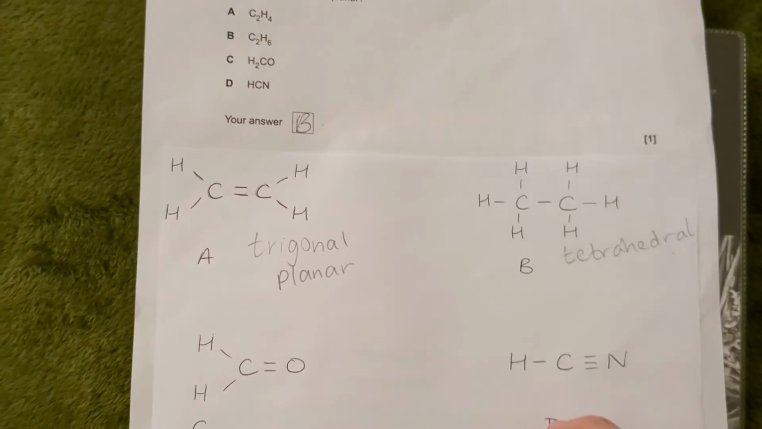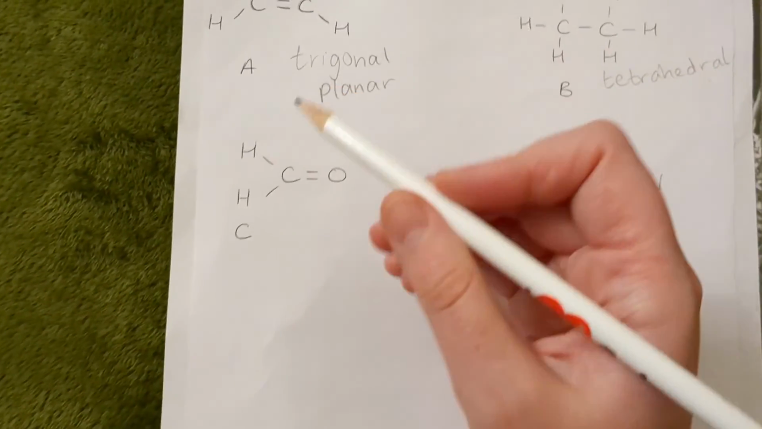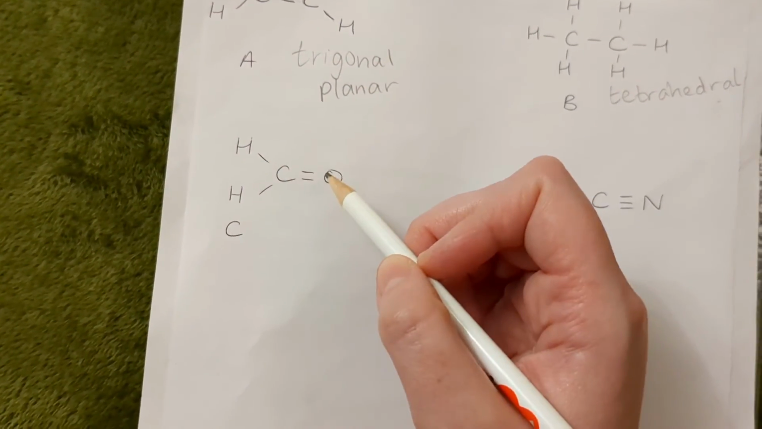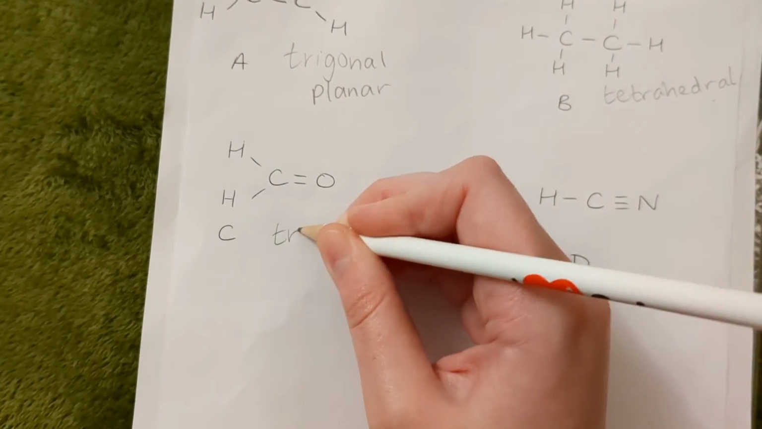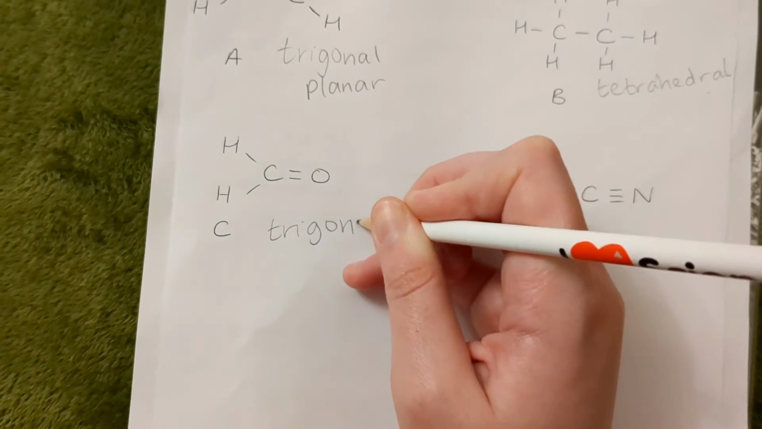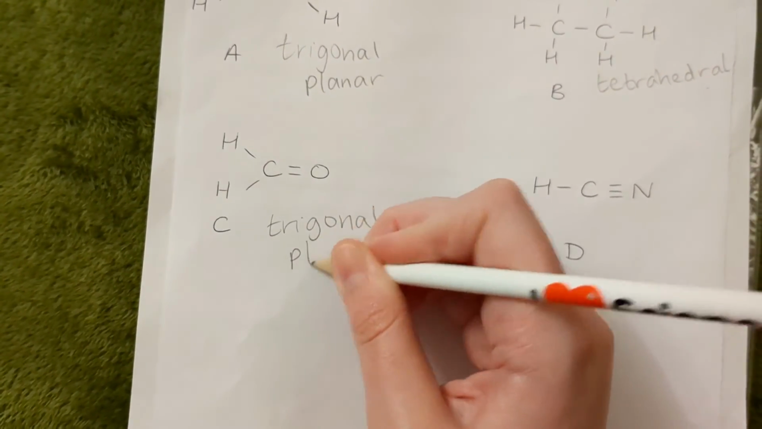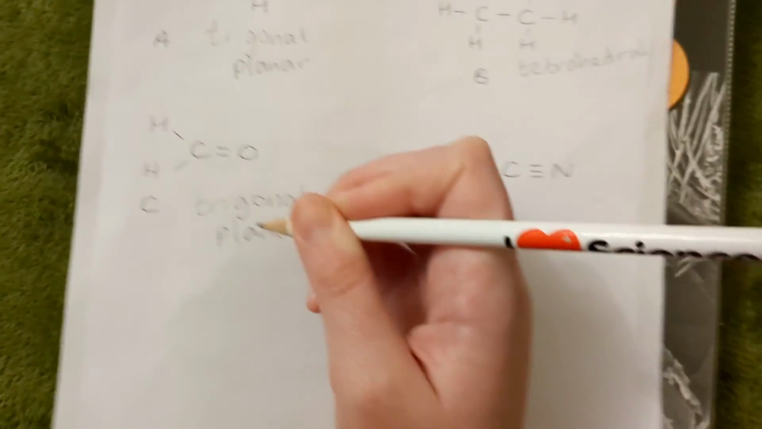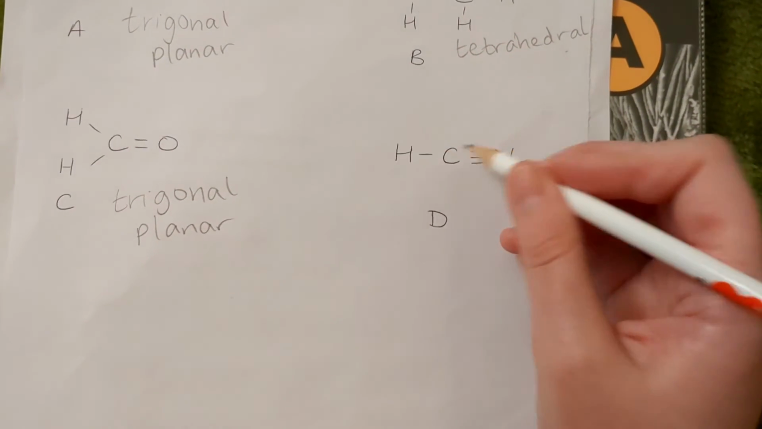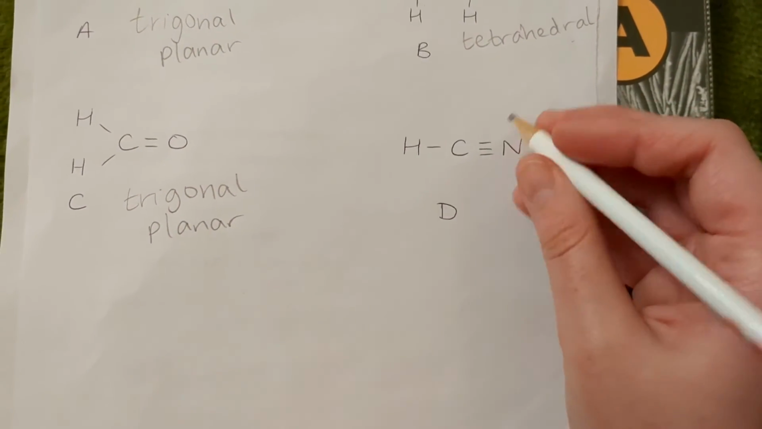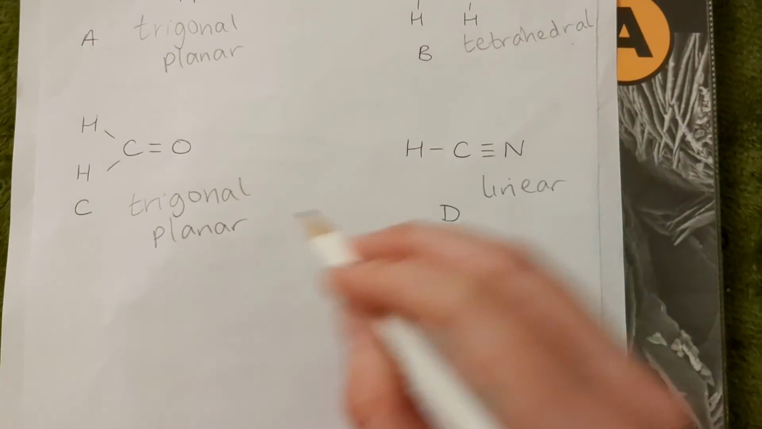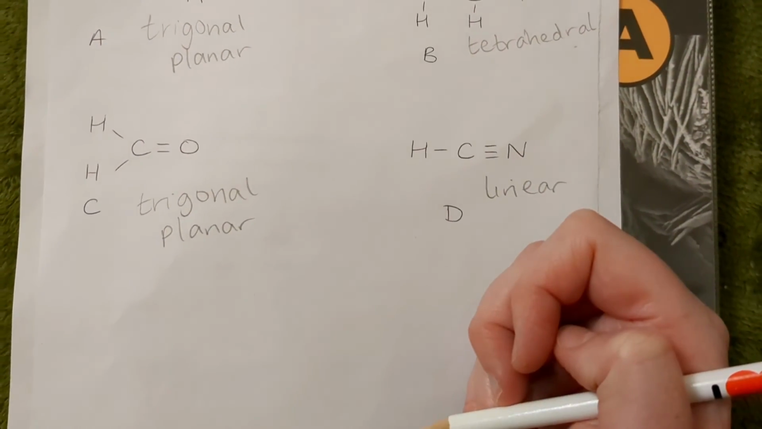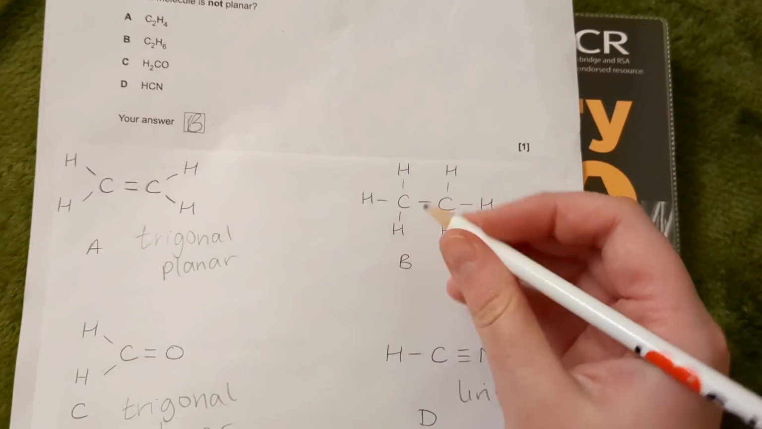And just for completion, to look at the last two, C, this is planar because we've got 3 bonding regions again. So this would be a trigonal planar shape with bond angles of 120. And D, that is linear with a bond angle of 180. And these are planar 2-dimensional shapes as well. So the correct answer is B.